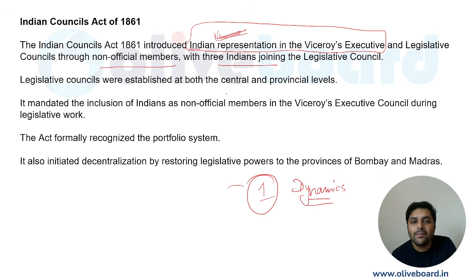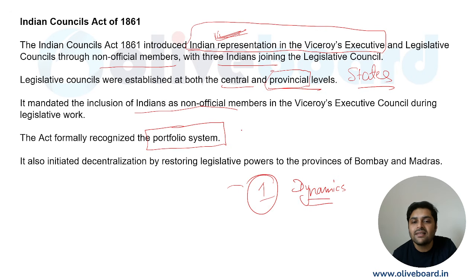Legislative councils were established at both central and provincial levels. Today we have states and union territories. At that time we didn't have states. They were different. We had provinces. So legislative councils at central and provincial level. It mandated inclusion of Indians as non-official members. The act formally recognized the portfolio system, directly asked questions many times.